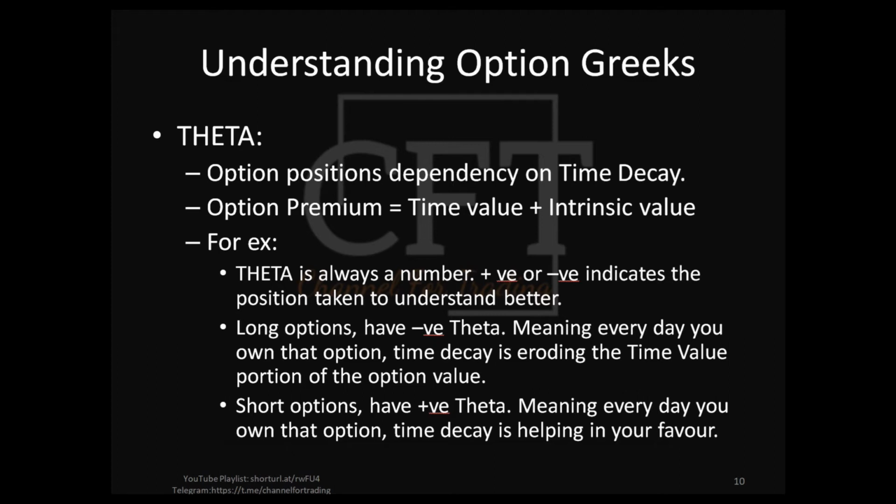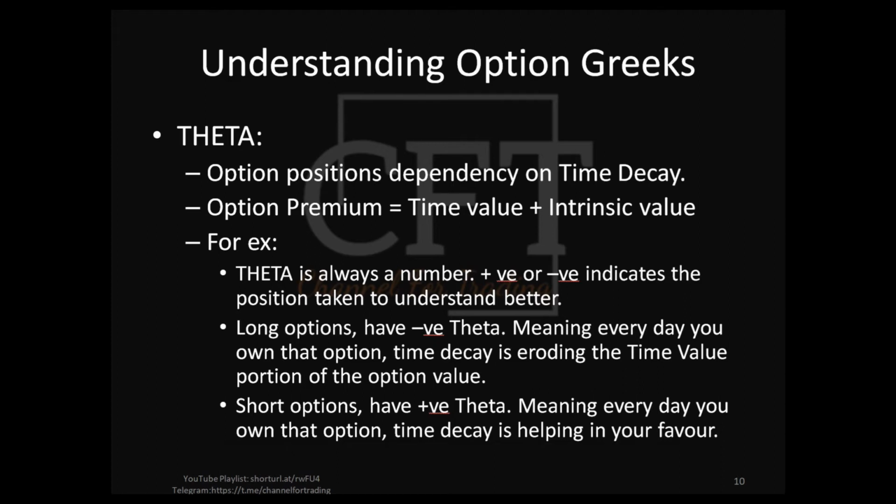Theta is always a number. Positive or negative indicates the position taken. To understand better, consider an example where the theta is minus 0.5. In that case, the option will lose 0.5 points every day, keeping all other Greeks the same. That is the basic effect of theta on an option position.